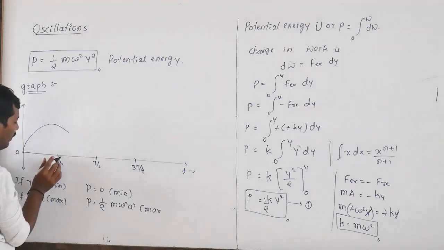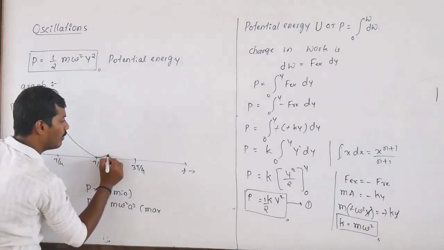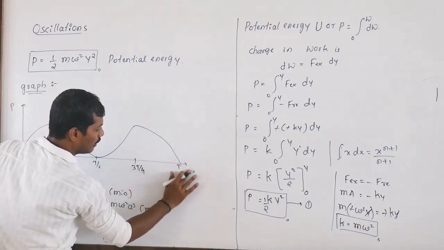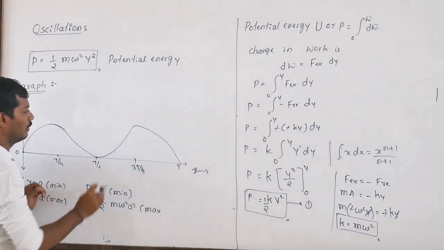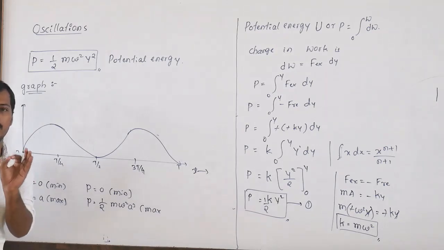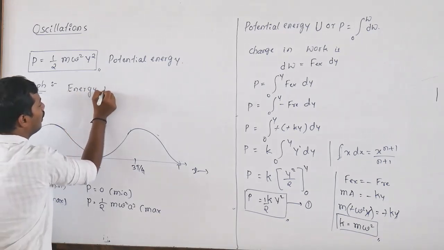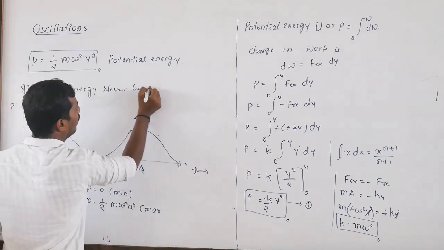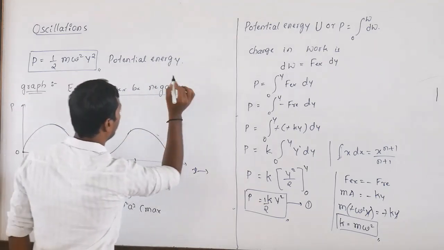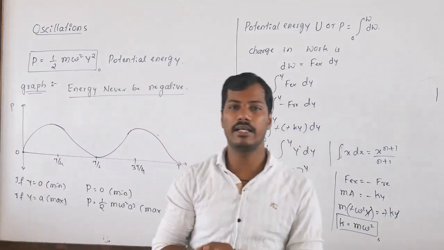Here it is maximum, here it is 0, then it becomes maximum, and then 0 again over the time period T. The graph is like this because the energy can never be negative. This is a very important point, but it can be 0. These are the important potential energy and kinetic energy graphs.